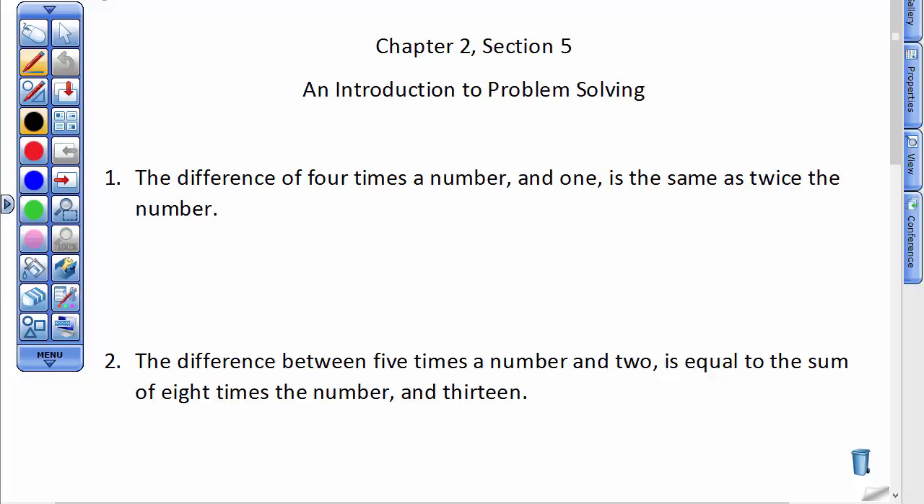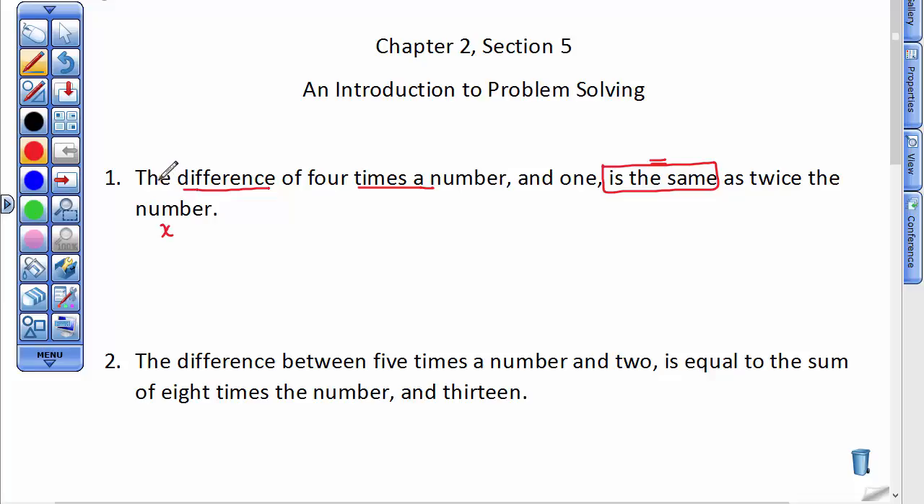And what we're going to do as we are problem solving here is we're going to get used to words like difference, meaning subtraction. Times a number means to multiply. Is the same as will represent a phrase that we use for an equal sign. Twice the number is going to be represented by the letter x. So twice that number will be 2x.